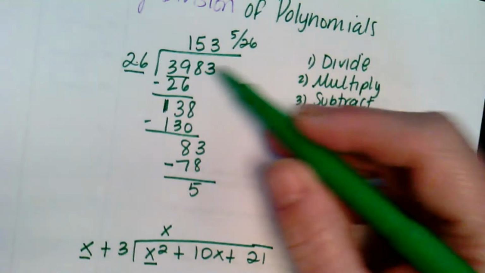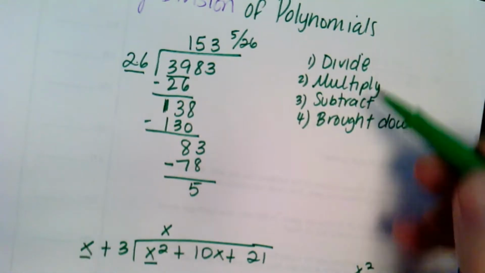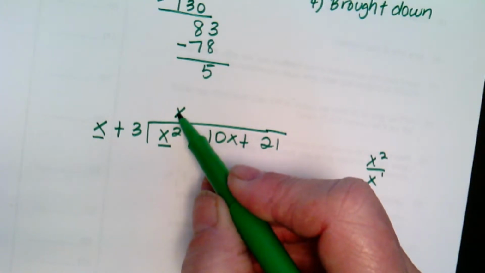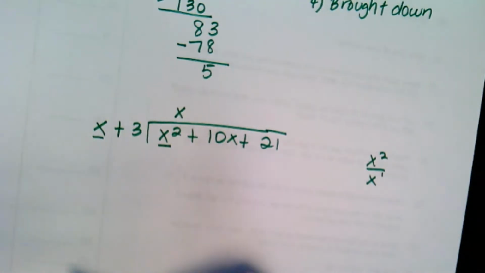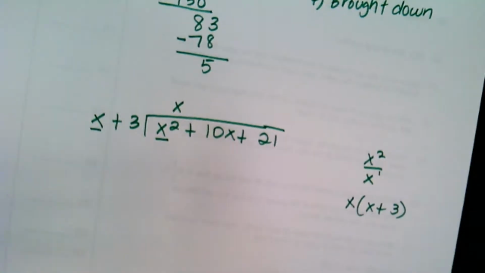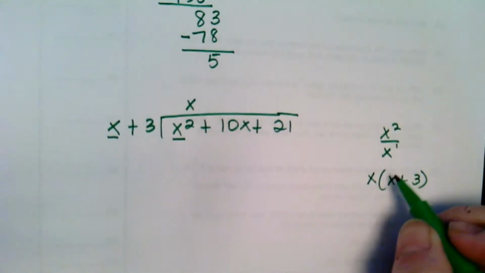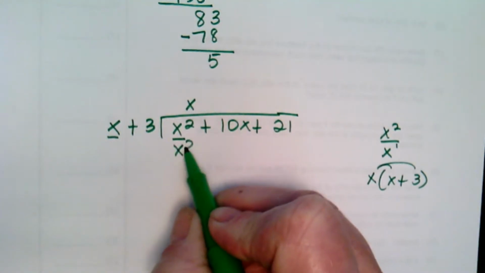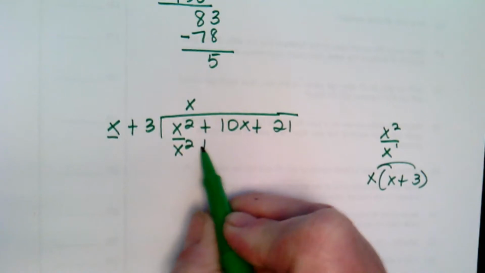Then our second step when we did long division was we multiplied. So we're going to do the same thing here. We're going to multiply our x here by the whole thing on the outside. So we're doing x times x plus 3. That's our distributive property. So we're going to do x squared plus 3x.